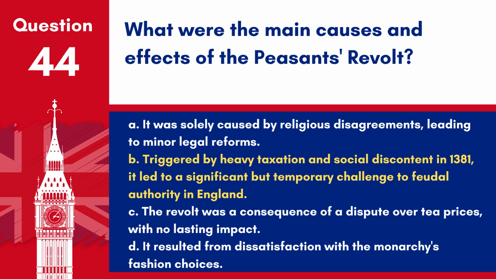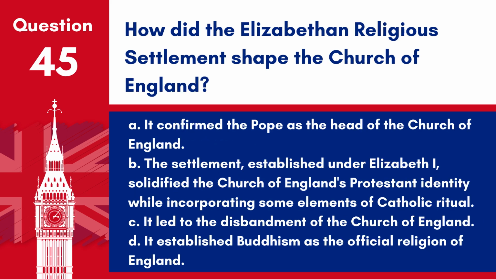Answer: B. Triggered by heavy taxation and social discontent in 1381, it led to a significant but temporary challenge to feudal authority in England. The Peasants' Revolt was a landmark event in English history, highlighting the tensions between the serfs and the feudal and royal authorities, and though it was ultimately suppressed, it marked an early challenge to feudalism in England.